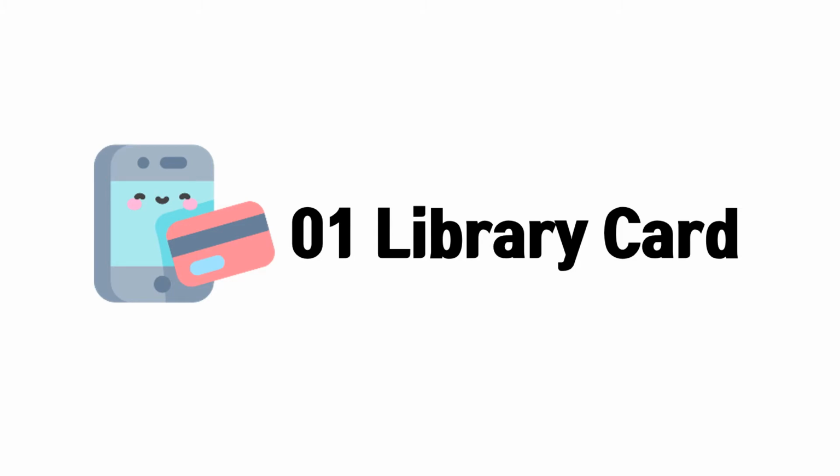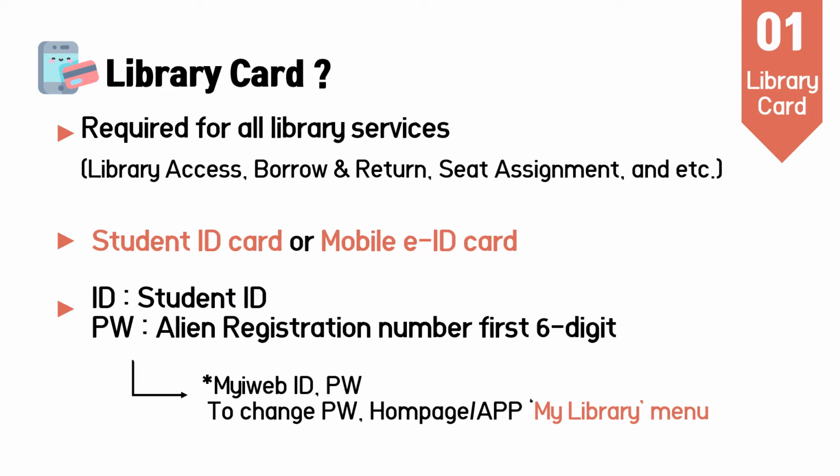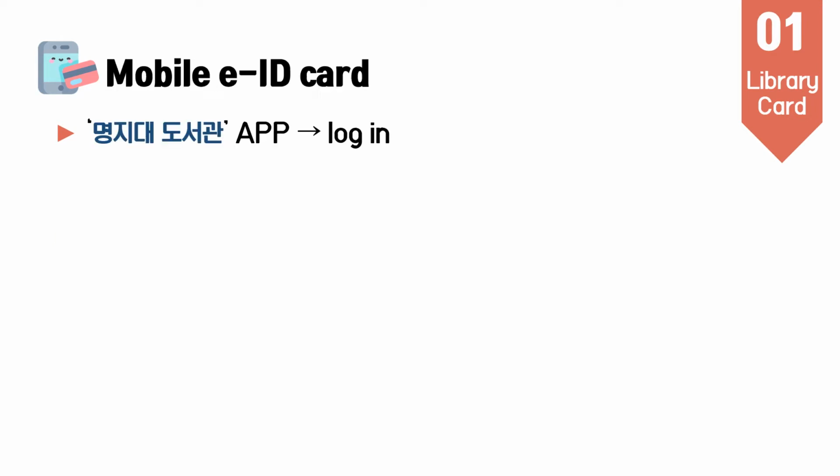The first topic is library card. You need this library card to access the library building, borrow books, reserve seats, or use any other services our library offers. You can either use your student ID card or mobile card as a library card. Your ID is student number and your initial password is 6 digits of your alien registration number.